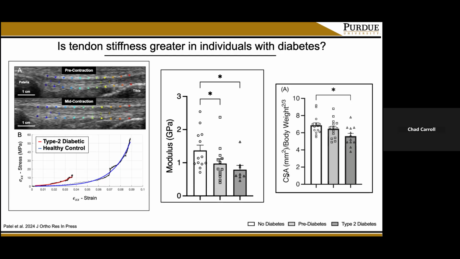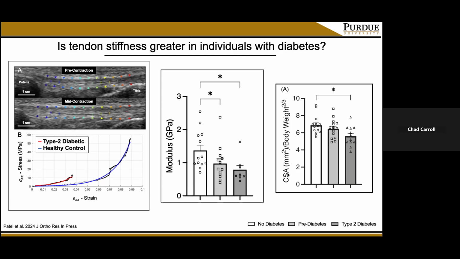And then when we look at the size of the tendon, normally exercise training, building muscle mass, normally increases the size of your tendon a little bit. So we thought with these individuals, with many of them being obese or overweight, we might see a larger tendon because of that chronic loading. But in fact, the tendon is smaller in our individuals with diabetes.